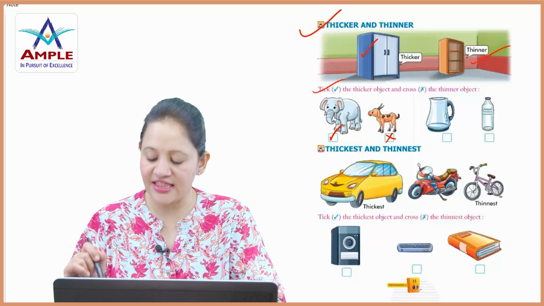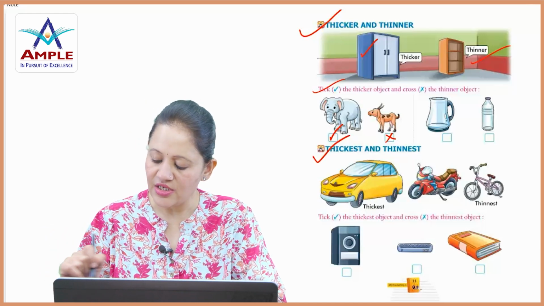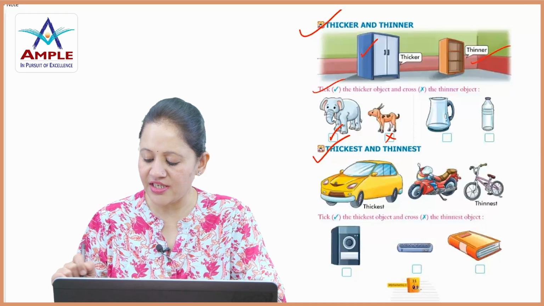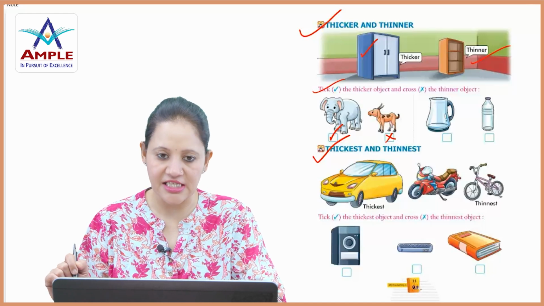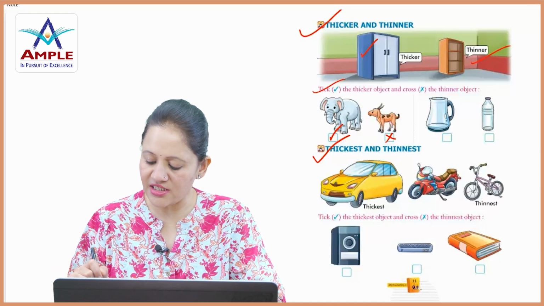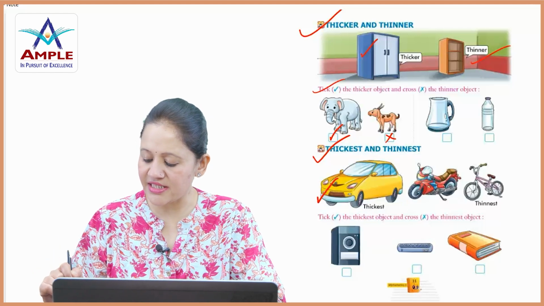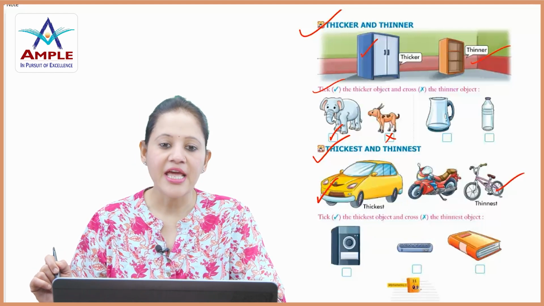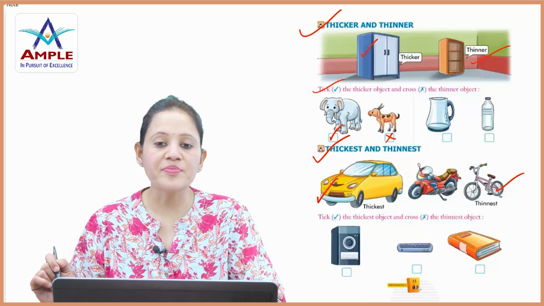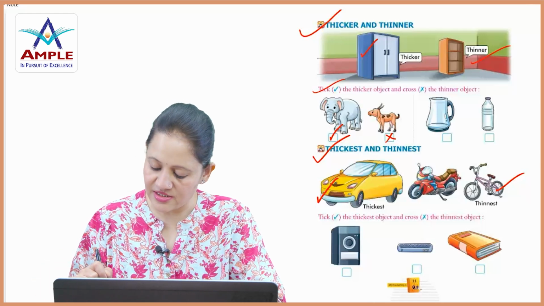Next, thickest and thinnest. So, here 3 vehicles are given. Among these 3, which one is the thickest? This one, the car, and the bicycle is the thinnest one. Clear? Next, take the thickest object and cross the thinnest object.